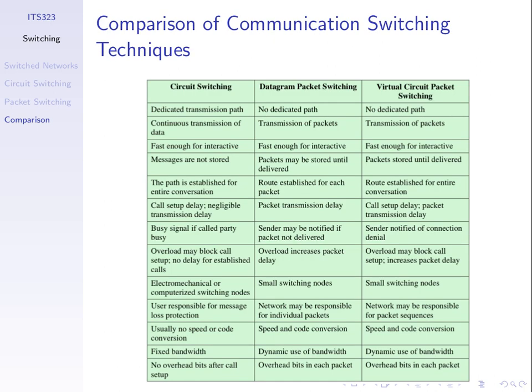This compares the three switching techniques. Some of them we haven't discussed and will not. You can read through. Let's just highlight some of the main trade-offs between the three. Circuit switching, we set up a dedicated transmission path. That is, we set up a circuit from source to destination and it's reserved for that data transfer. There's a path. That is, there's a physical connection from source through to destination. This is not the case with packet switching. Even in virtual circuit packet switching, although we set up a virtual circuit, we're processing packets one at a time. We don't have a physical path from source to destination reserved.